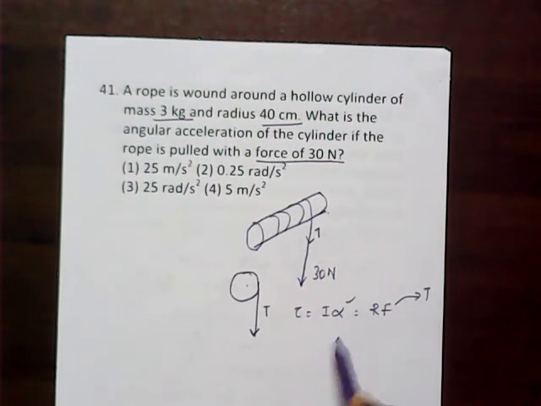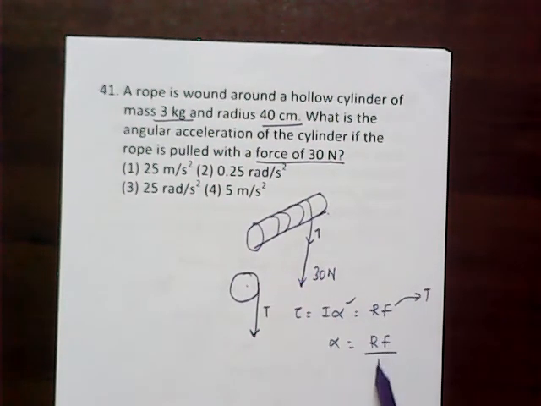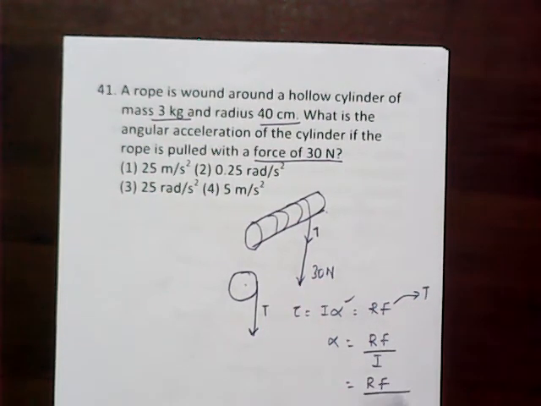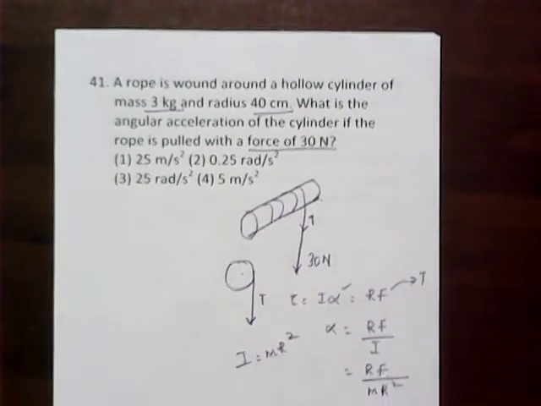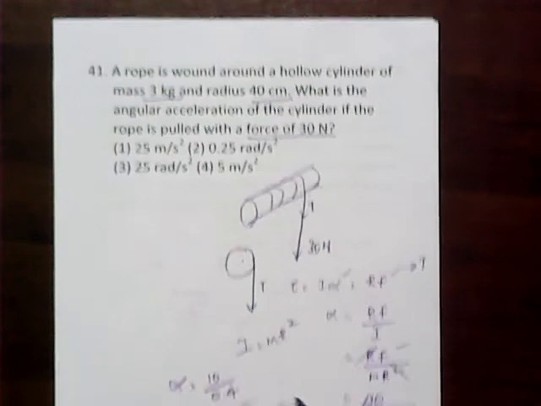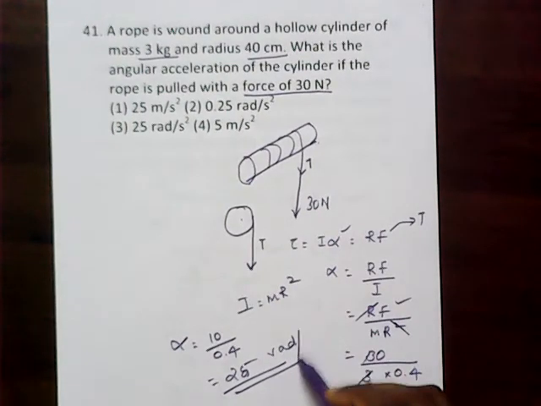Our aim is to find the angular acceleration. So alpha equals R F by I. For a hollow cylinder about its axis, the moment of inertia I is equal to m r square. So m into r square, and you can cancel one r. Here the force is given as 30 Newton, the mass as 3 kilogram and the radius as 0.4. So alpha takes the value 10 by 0.4, which is 10 by 4 as 2.5 by 0.1, so you get the value as 25 radian per second square.